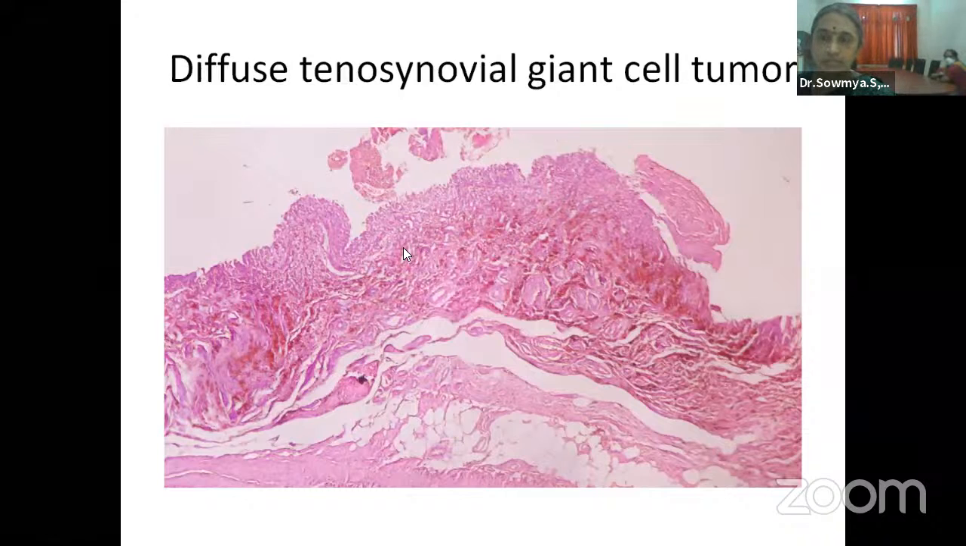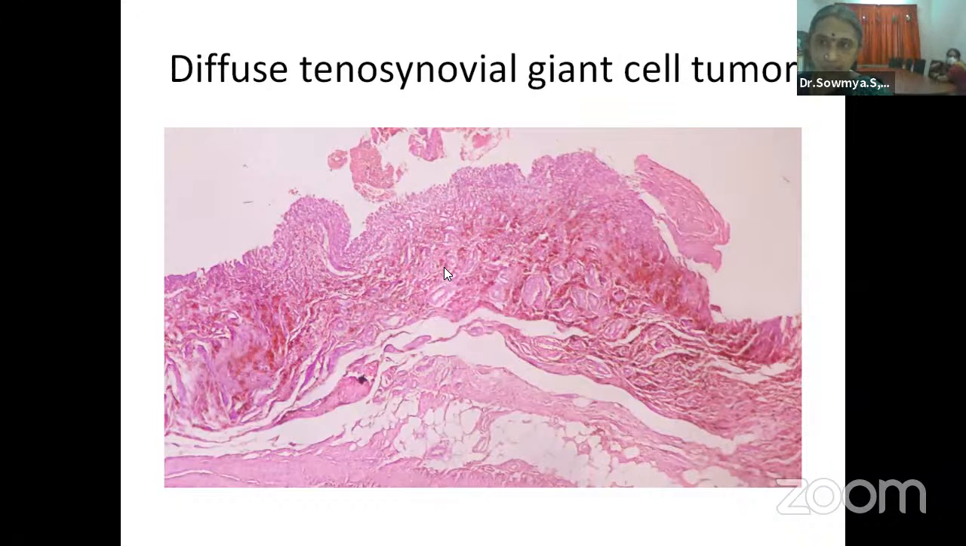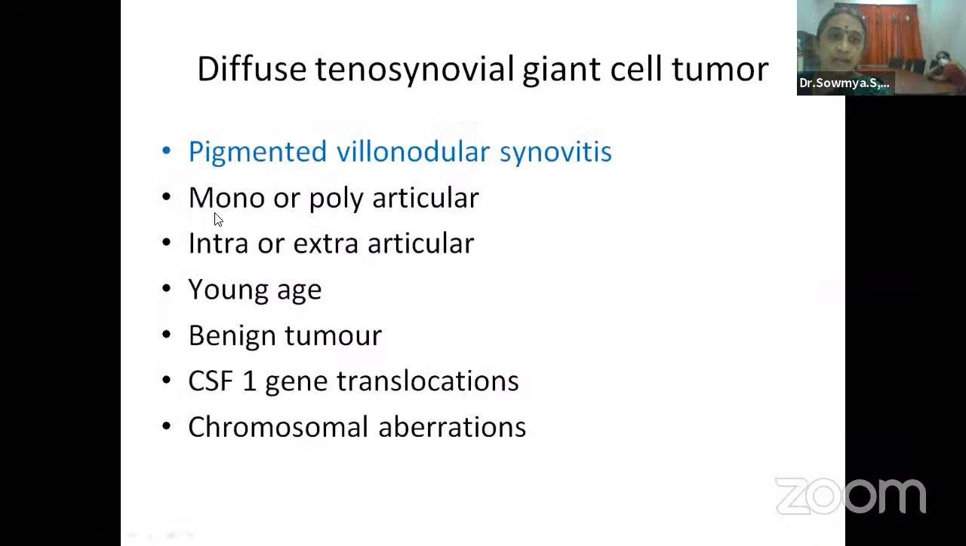And now it is once again put under the category of tumor, not as a tumor-like lesion, because we see the clonality and the expression of this translocation. So it can either be mono or polyarticular. It can also be intra or extra-articular, usually in young age, and it is a benign tumor. Once again, you see the gene translocation of CSF1. That is why we say that these two conditions are only two spectrums of the same entity. That is a localized form, this is a diffuse form. And you can see some other chromosomal aberrations also. These are all under study.